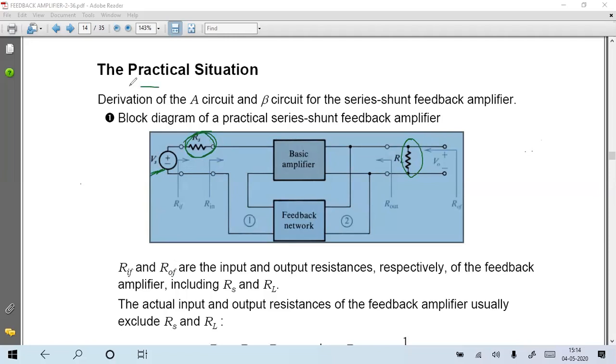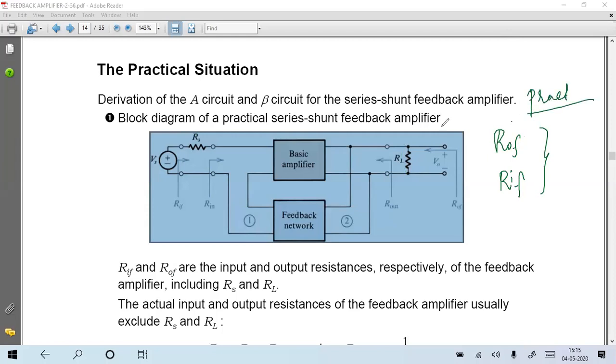But in the practical case, we are mentioning the series resistance as well as the load resistance. For this case, we are going to see the output resistance R0F of the feedback amplifier and the input resistance RIF of the feedback amplifier. This is the practical case.